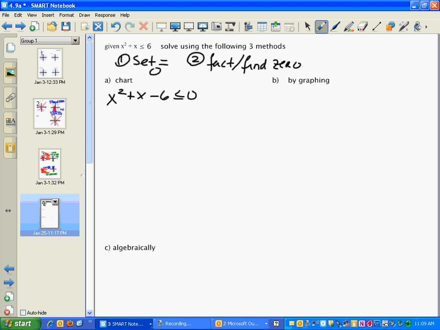So what you get here is you're going to get x plus 3 and x minus 2. We're going to make this an equality at this point. We're going to come back to that inequality at the end, but we're just going to set it equal to 0. That tells me that my zeros are x is equal to negative 3 and x is equal to 2. Okay.